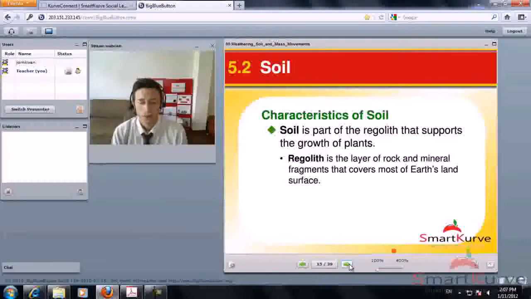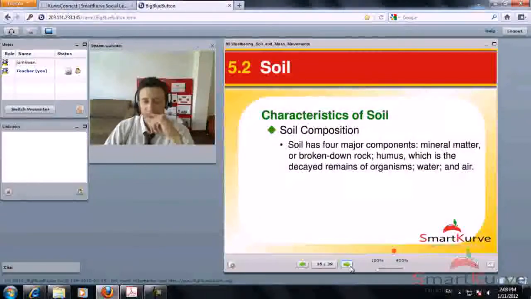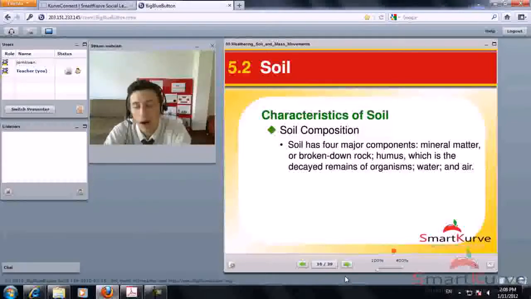5.2. Soil. Soil is a part of the regolith that supports the growth of plants. Regolith is the layer of rock and mineral fragments that covers most of the Earth's land surface. Soil has four major components, and we're going to look at this in more detail. Mineral matter. Yeah, soil is all those minerals that we talked about a few lessons ago, which is broken down rock. Humus, which means decayed organisms, other plants and animals. Water and air.